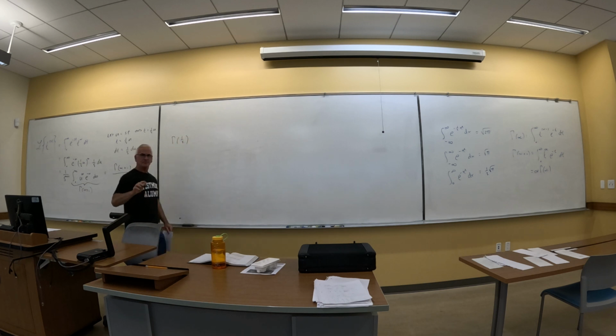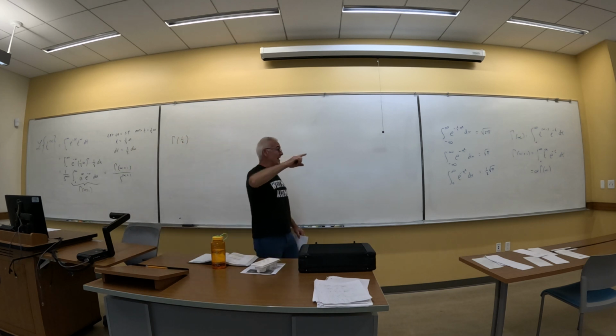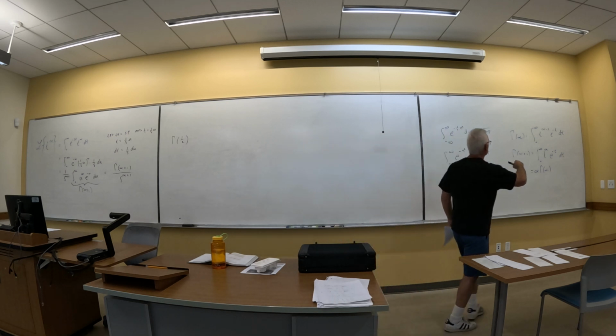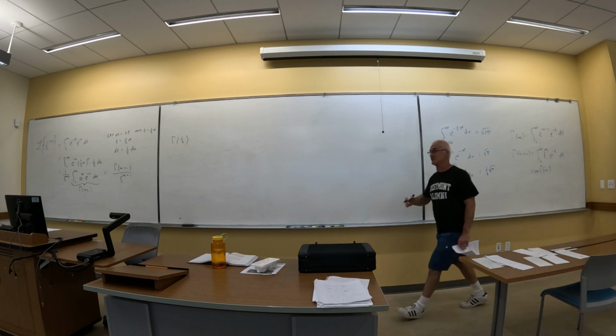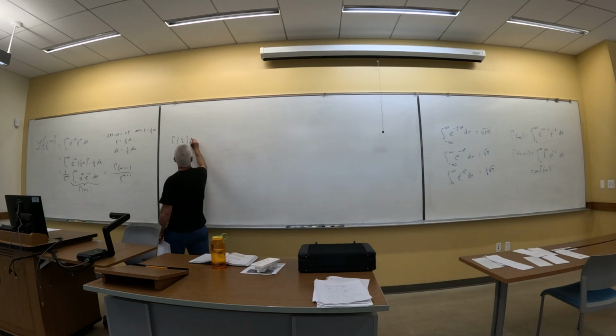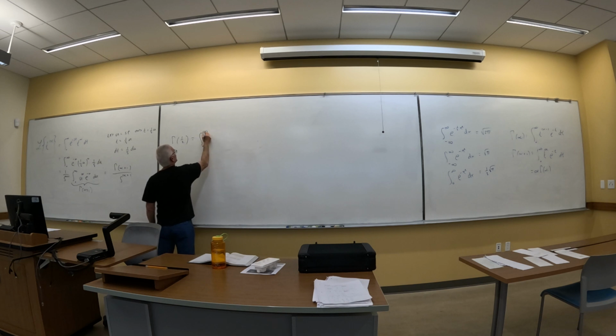Gamma of a half. I know gamma of integers. And I can write, right, gamma of a half. That's going to be a half minus 1. I know exactly what this is. I don't know what the answer is, but I know what to write. So this is this.